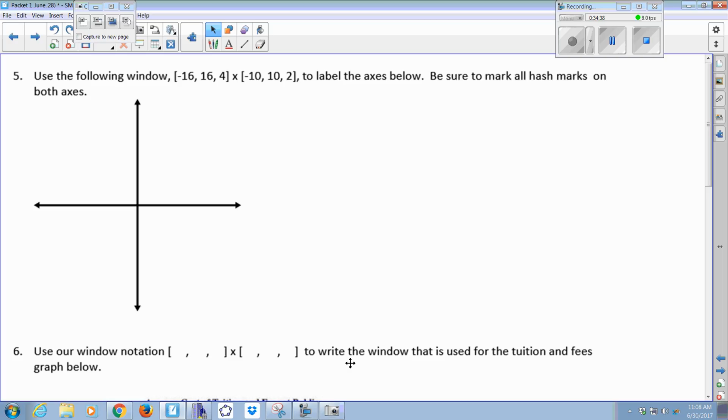Let's use the following menu and label the axis below. So again, this says x min. So you put a negative 16 there. X max. And you put a positive 16 there. And you're going to increment by 4.